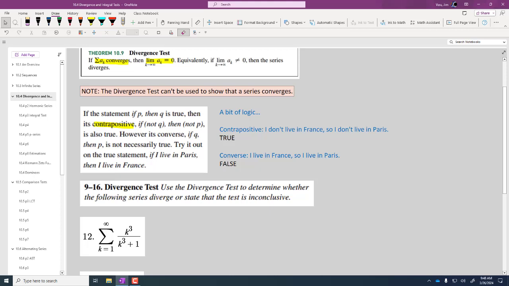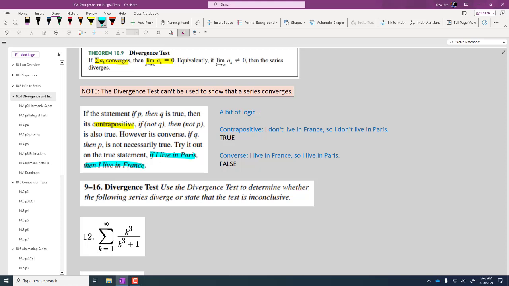So if I live in Paris, and we're talking about the Paris with the tower, then I live in France, necessarily, right? If I live in Paris, I live in France. The contrapositive is logically equivalent: if I don't live in France, I don't live in Paris. Paris with the tower, not Paris, Texas. So the contrapositive is logically equivalent to the original, if P then Q.